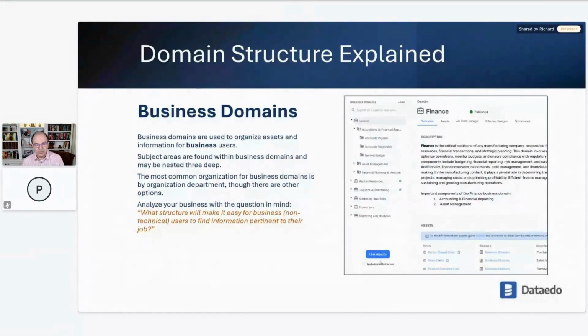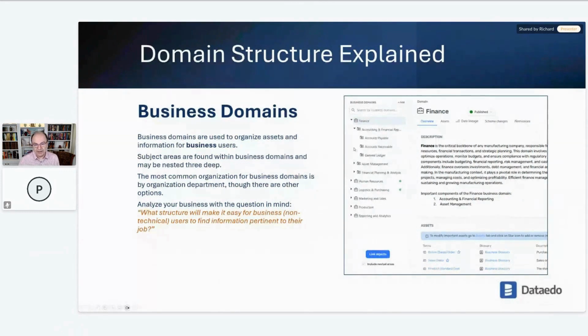So talking about business domains, they are focused toward business users, obviously, and it's about providing information to business users so that they can do their jobs as consumers of data. Think about business domains as those who consume the data. Within the business domain, you can have subject areas. They can be nested 3 levels deep.